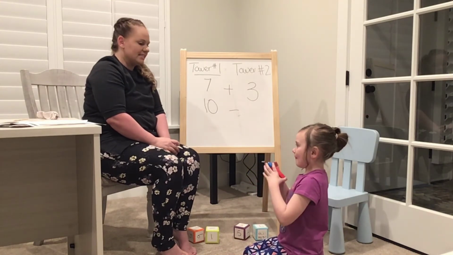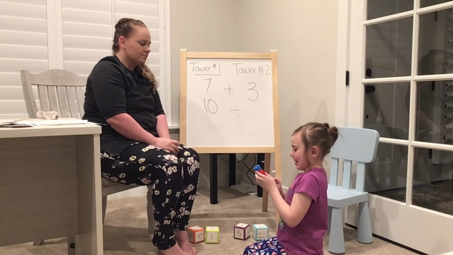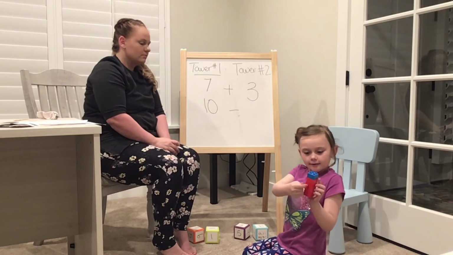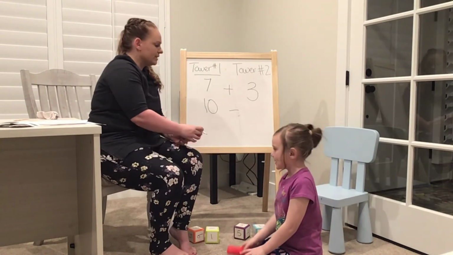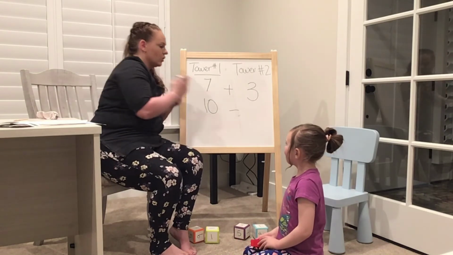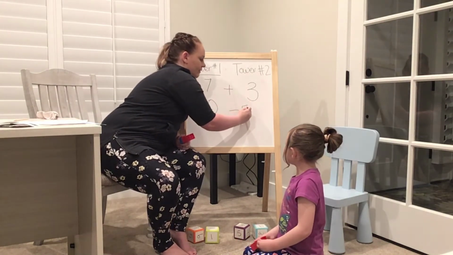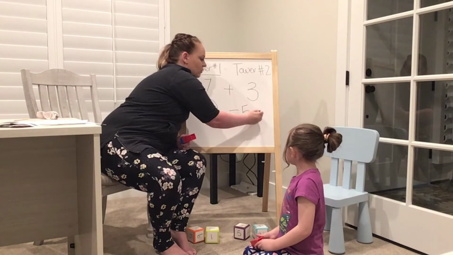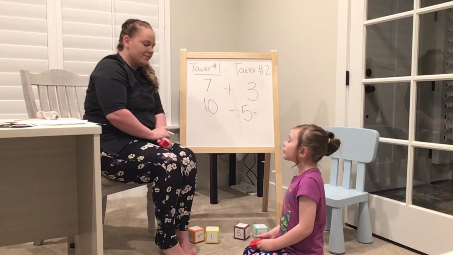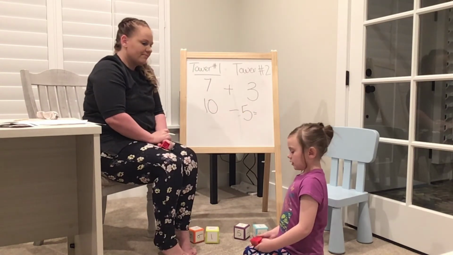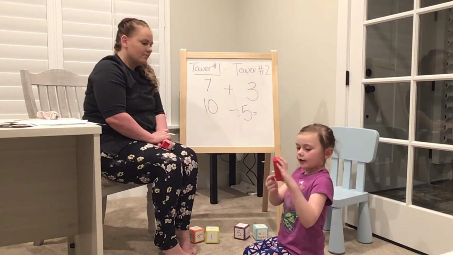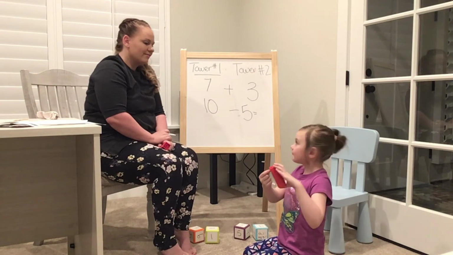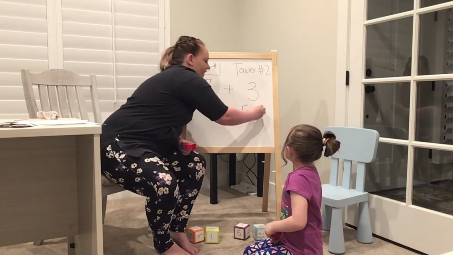Okay, how many is that one? 1, 2, 3, 4, 5. Perfect. Okay, so hand me your 5. So we subtracted, right? Mommy took away 5. Okay, and there's that equal sign. How many did it leave left for you? It left me 1, 2, 3, 4, 5. Perfect. It left you 5.